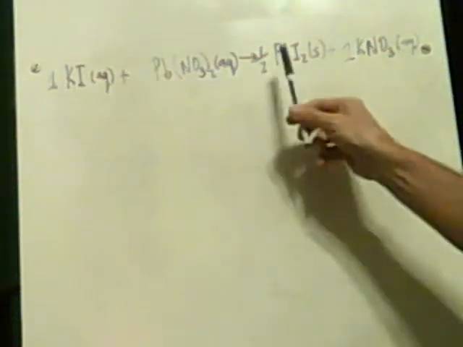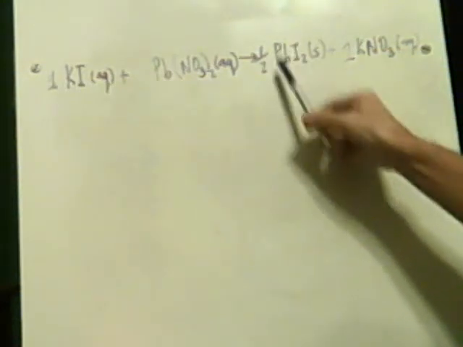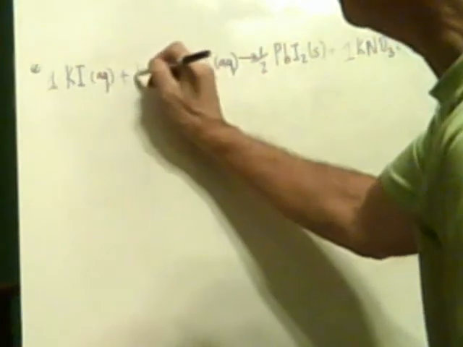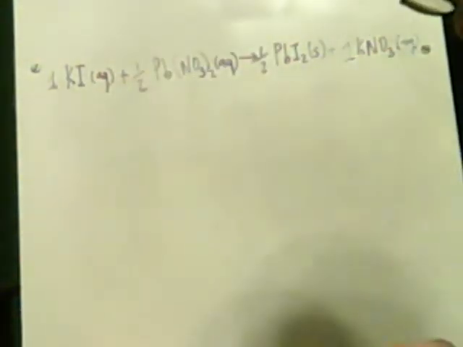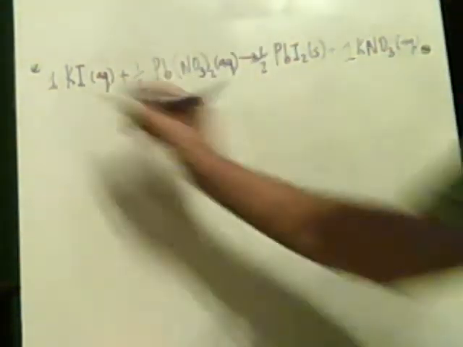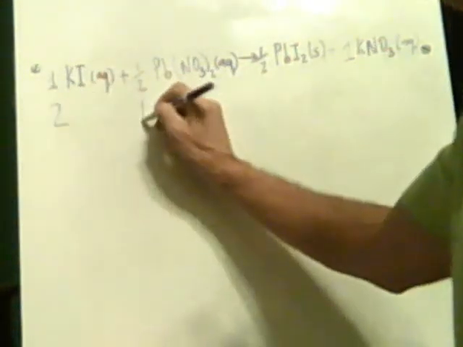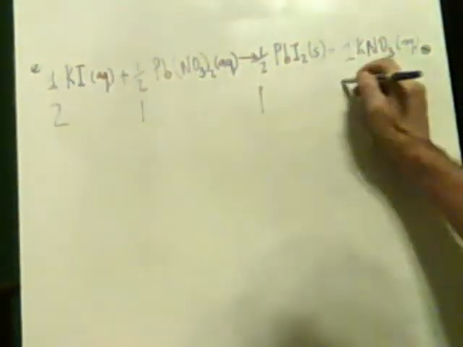Now we need something else to balance. We got the lead. This is half a lead, so it's going to have to be half a lead over here. And now we're going to multiply through by 2. So this is going to be 2. This will be 1. This will be 1, and that'll be 2. And now everything should be balanced.